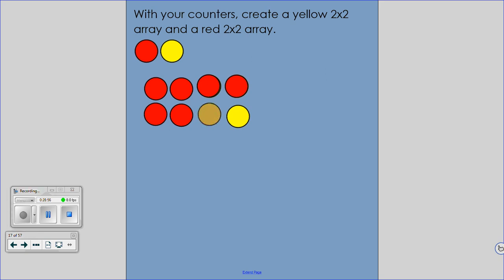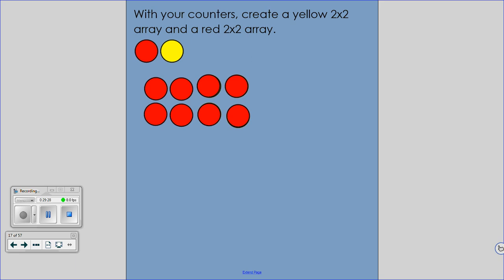If you are making extra noise, that's not helpful to someone else's learning. What array do I have now? Make them all red or all yellow. What kind of an array do I have now? Caleb? Not a 4 by 4. Look at your rows. Look at your columns. You're close.